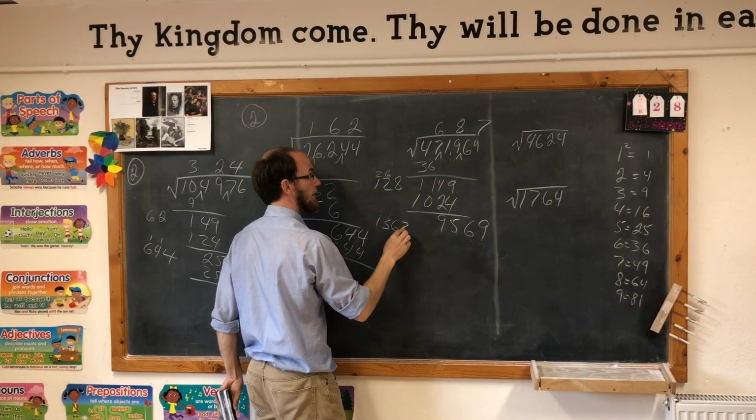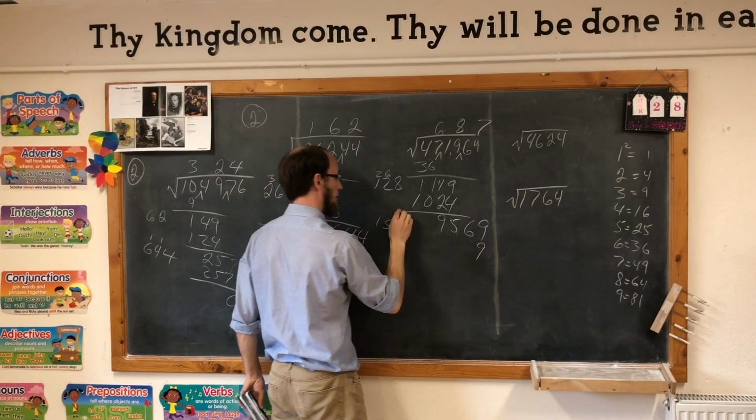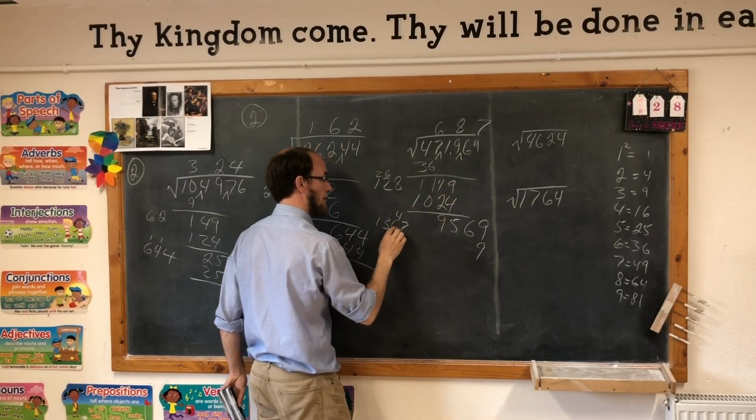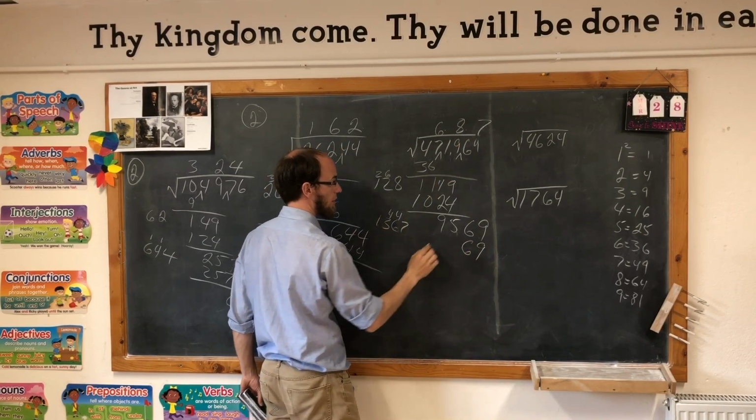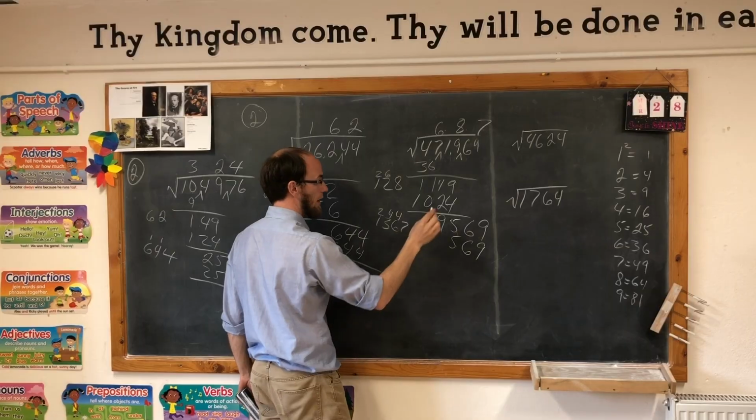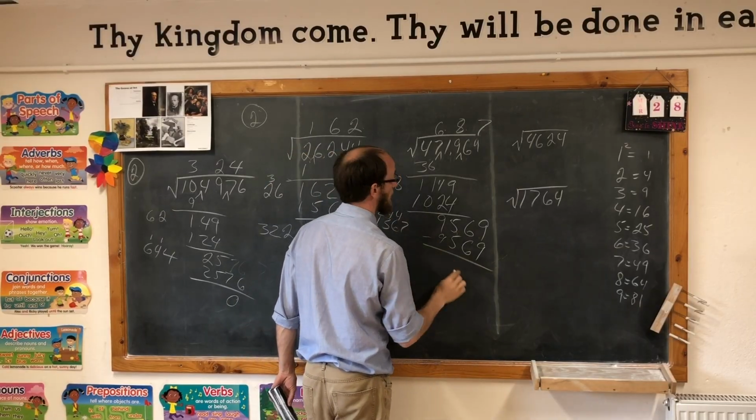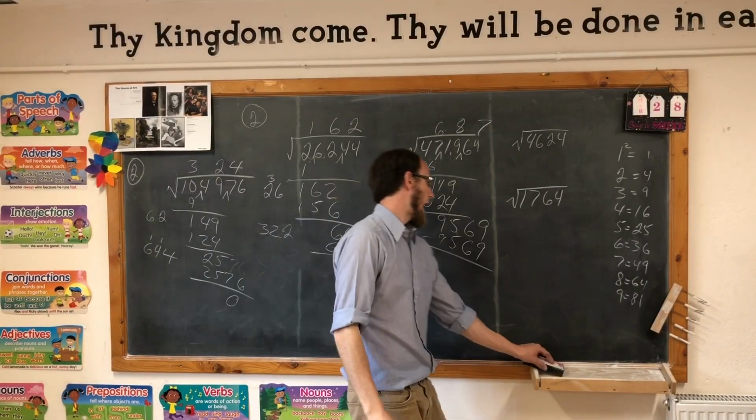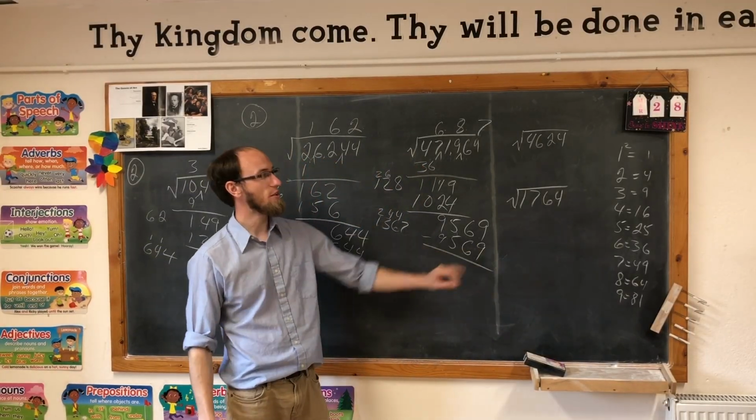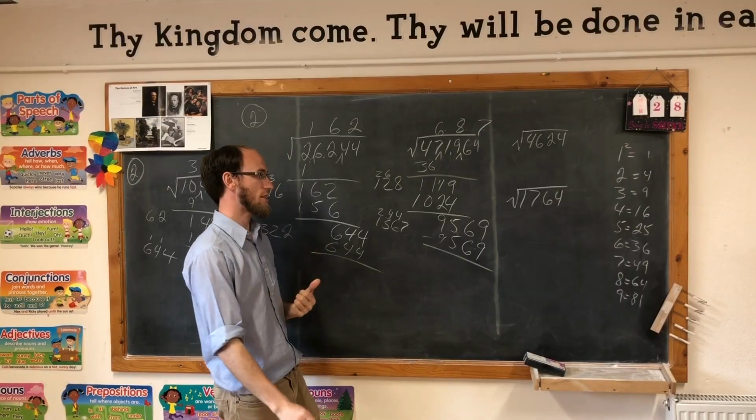Seven times 7 is 49. 4. 7 times 6, 42, 46. Carry the 4. 7 times 3, 23, 25. 2, 9. It worked out perfectly. 687. Now, how did I know this was either going to be a 3 or going to be a 7?